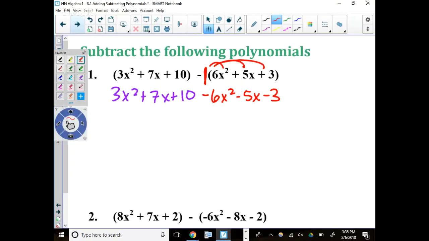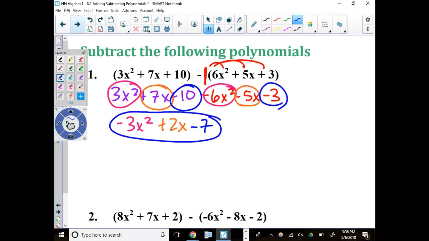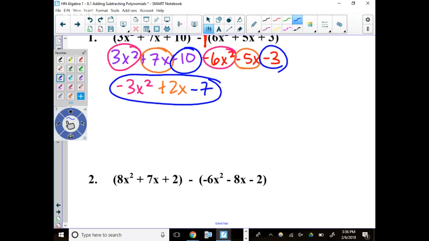Then again, we're going to combine like terms, starting with the biggest power. So 3x squared minus 6x squared would be a negative 3x squared, plus 7x minus 5x plus 2x. And then our constants, plus 10 minus 3 minus 7. Again, answer always in standard form.